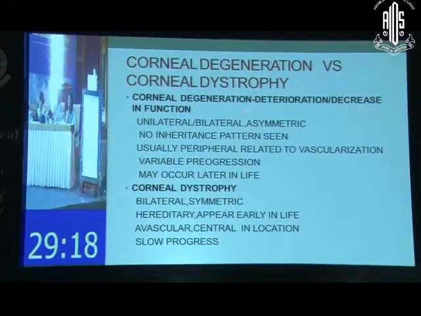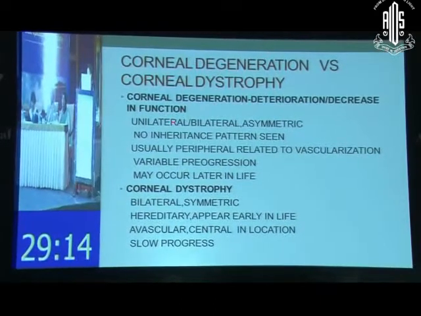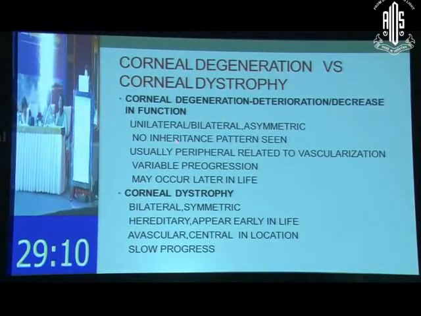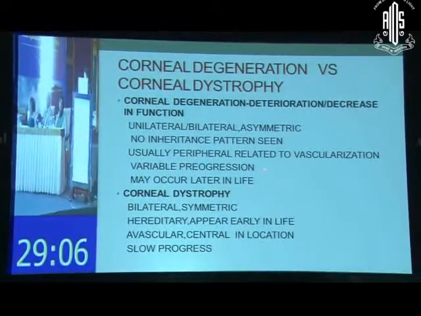Corneal degenerations means there is a deterioration or decrease in the function. They may be unilateral. There is no inheritance pattern. They are usually peripheral, related to the vascularization. There is a variable progression, and they may occur later in life. On the contrary, corneal dystrophies are bilateral. They are symmetric, hereditary, appear early in life, avascular, central in location, and slow progress.